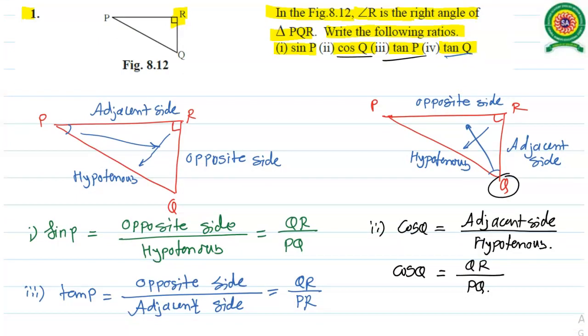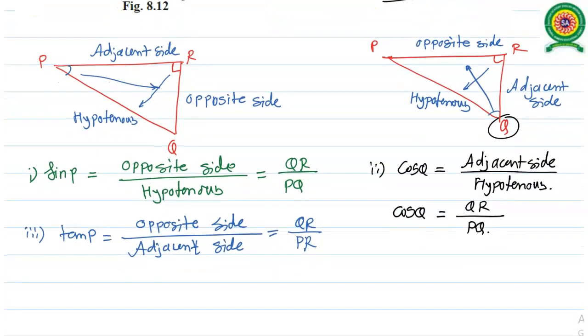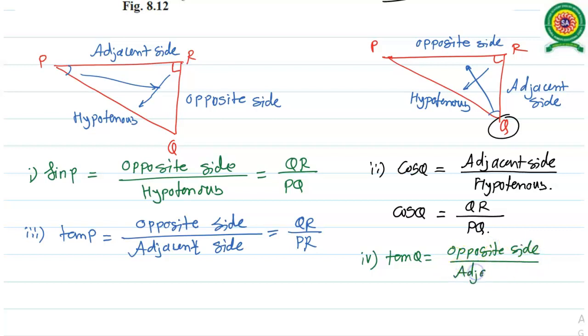Now to evaluate the value of tan Q, focus on the second triangle. The fourth trigonometric ratio we have to evaluate is tan Q. The basic formula for tangent of an angle is opposite side upon adjacent side. I am writing the formula first: opposite side to that of adjacent side. With respect to angle Q, the opposite side is PR and the adjacent side is QR, so the value of tan Q is PR divided by QR.